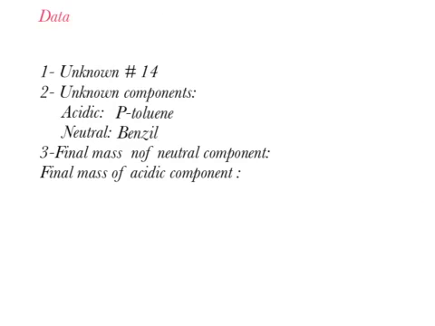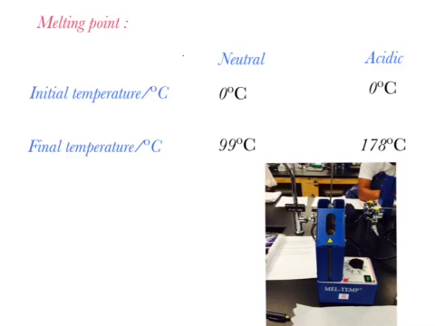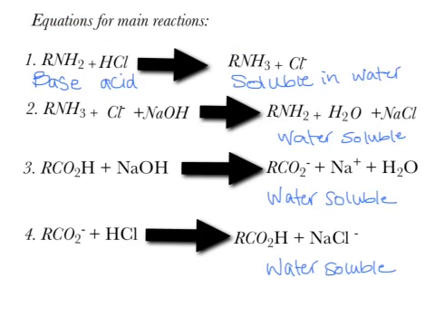Data. For unknown 14, the acidic component was p-toluic acid, while the neutral was benzil. For the melting point, for the neutral, the final temperature was 99 degrees Celsius, while for the acidic component, the final temperature was 178 degrees Celsius. And here are the equations that I based my discussion on.